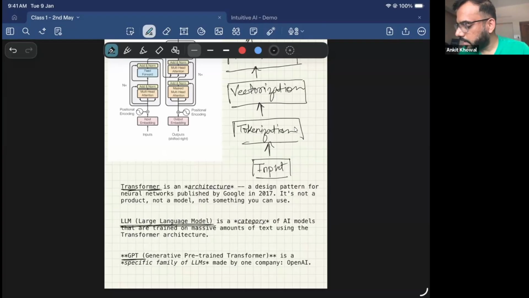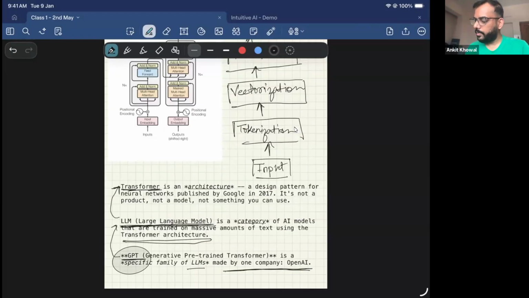A large language model is a category of AI models that are trained on massive amounts of text using the transformer architecture. So large language models use the transformer architecture. And what is GPT? GPT is a large language model made by the company OpenAI. So this is the end product developed by one company. LLMs are models that can be created using the transformer architecture. Maybe right now it might not make much sense, but when you read articles on the internet, you will have a clear understanding of what GPT, a large language model, and a transformer are.